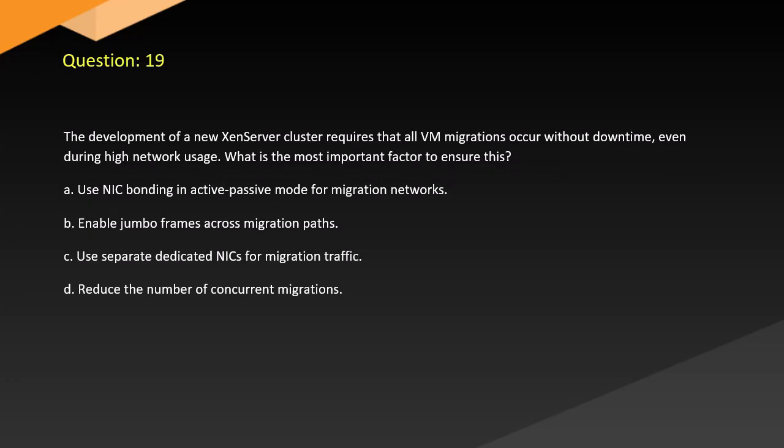Question 19. The development of a new XenServer cluster requires that all VM migrations occur without downtime even during high network usage. What is the most important factor to ensure this? A. Use NIC bonding in active-passive mode for migration networks. B. Enable jumbo frames across migration paths. C. Use separate dedicated NICs for migration traffic. D. Reduce the number of concurrent migrations.